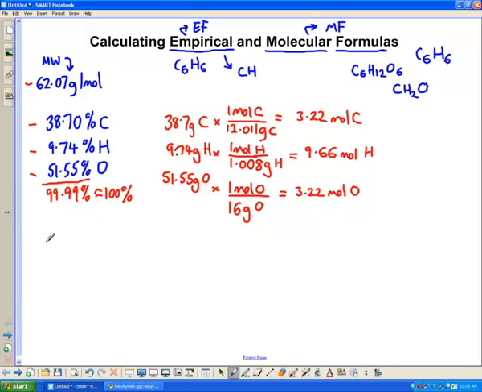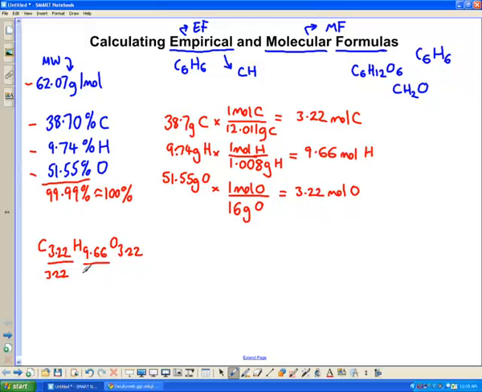So can we say then, okay, here's my formula? Well, of course we can't say that. It doesn't make any sense, does it? So how are we going to get around that? Because these formulas are always made up of small whole numbers. The simplest way to do this is to take the smallest of these three numbers and just divide everything through by it. Now the smallest number here happens to be 3.22.